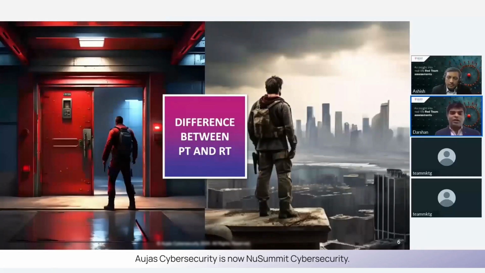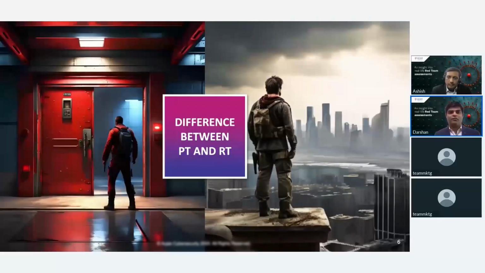So while doing a red team activity, the scope is the whole environment, the entire network, whereas for penetration testing, it would be restricted to something.